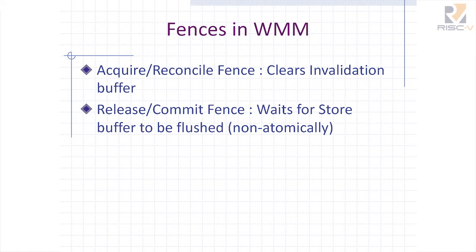And you need to define what fences are in WMM. So the first fence is the acquire-like fence, which we call a reconcile fence. It basically clears out the invalidation buffer so that you don't read the stale values on a load anymore. And the second fence is like a release fence, which we call the commit fence. It basically flushes the store buffer so that you don't have any stores sitting locally in your store buffer. Everything goes into the memory. The way it's implemented is you wait till the store buffer is empty before you execute this instruction, and this instruction by itself is a no-op.